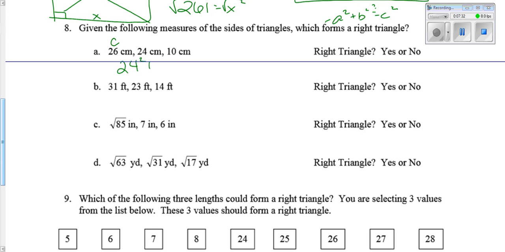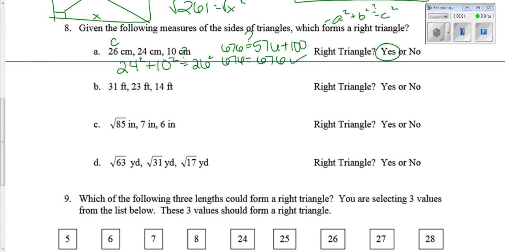So I'm saying does 24 squared plus 10 squared equal 26 squared? Looking to see if that's true. 26 squared is 676. We're saying does that equal 576 plus 100? Since these are equal, this is a right triangle.